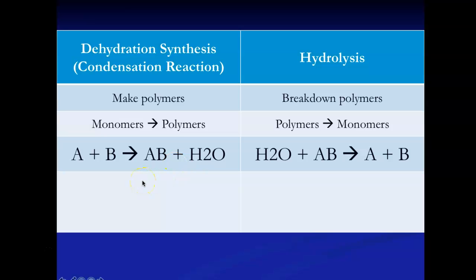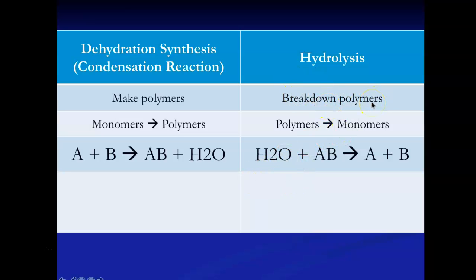So why water? A is going to have a hydrogen hanging off. B is going to have a hydroxyl group hanging off. So that's an H and an OH. Take the H off of A and the OH off of B, you get water, and then A and B bond together. That's kind of the basis of that. And I'm going to show you a picture in just a minute to kind of help you understand that. Hydrolysis is the breakdown of polymers.